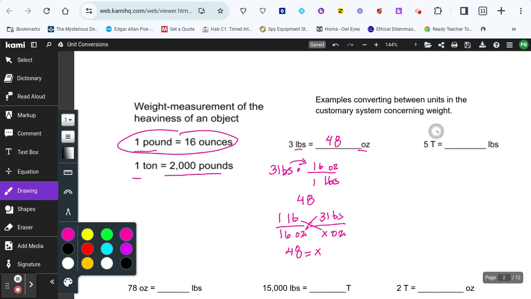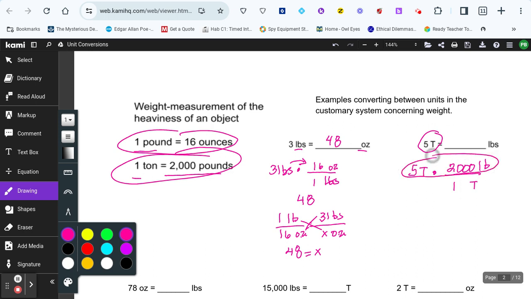All right, for this one, I have 5 tons equals how many pounds? 5 tons, T for tons. And I can go tons to pounds by using this one. But I want to put my tons in the bottom, so put 1 ton in the bottom and 2,000 pounds in the top. I'm just going to multiply these two. So 5 times 2,000, and these tons will cancel out. 5 times 2,000 is 10,000 pounds. And that is all you do.